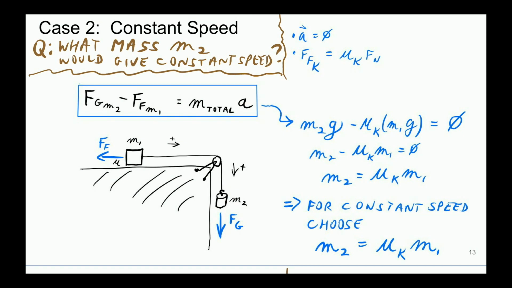Here's another question you might be asked. Same system. I'm going to use the same equation in the box to derive another answer that might be asked. What would mass 2 have to be to get this system to move at constant speed? And you can see again, I can choose that mass appropriately and watch that system move at constant speed.